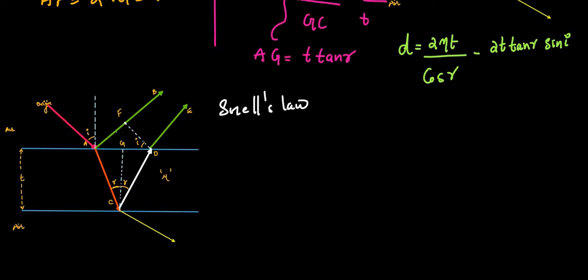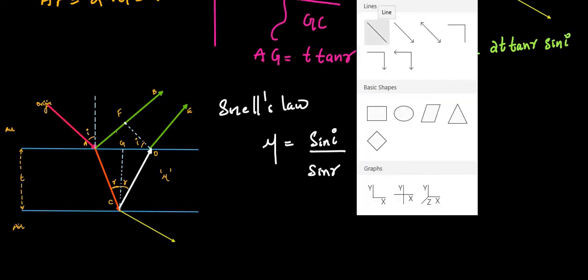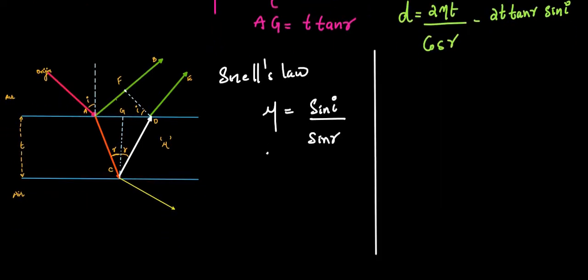According to Snell's law, what? The refractive index mu is equal to sine i divided by sine r. And what is sine i? Sine i is equal to mu into sine r. Snell's law says mu is equal to sine i by sine r, so sine i is equal to mu into sine r.